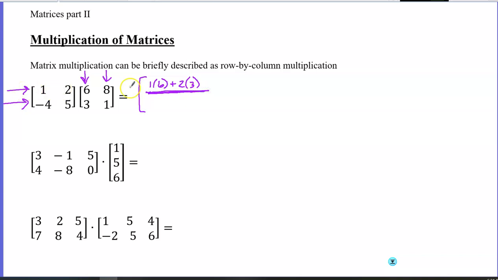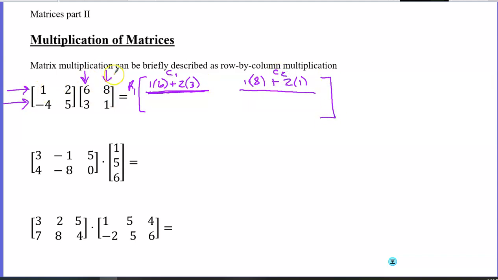This is using row 1 with column 1. So it shouldn't shock you that using row 1 with column 1 produces row 1, column 1. All right, what if we wanted to produce row 1, column 2? We would use row 1 with column 2. Same thing, dot product. So 1 times 8 plus 2 times 1. And that produces row 1, column 2.